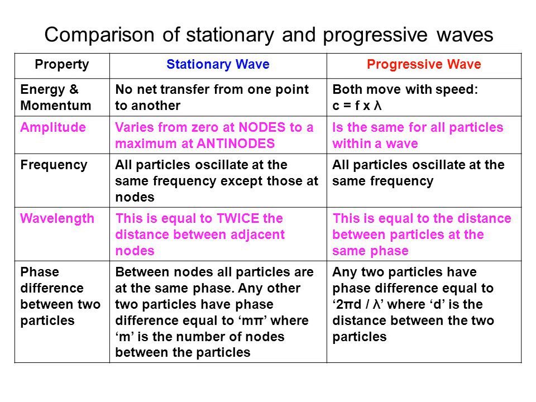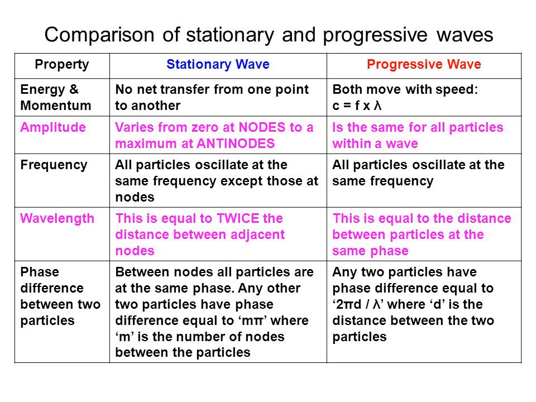Comparing the wavelength for the stationary wave and the progressive wave, it is observed that for a stationary wave, the wavelength is equal to twice the distance between the adjacent nodes. In a progressive wave, the wavelength is equal to the distance between the particles at the same phase.